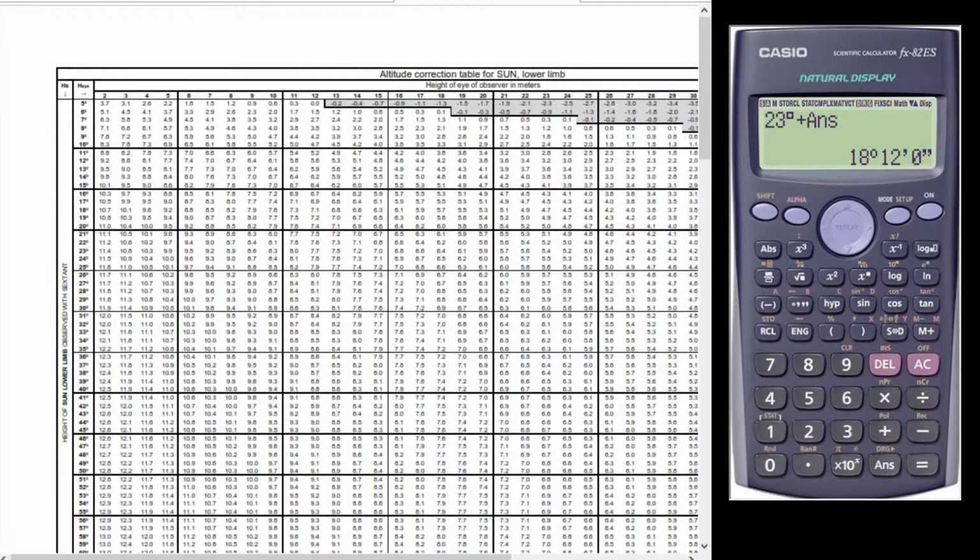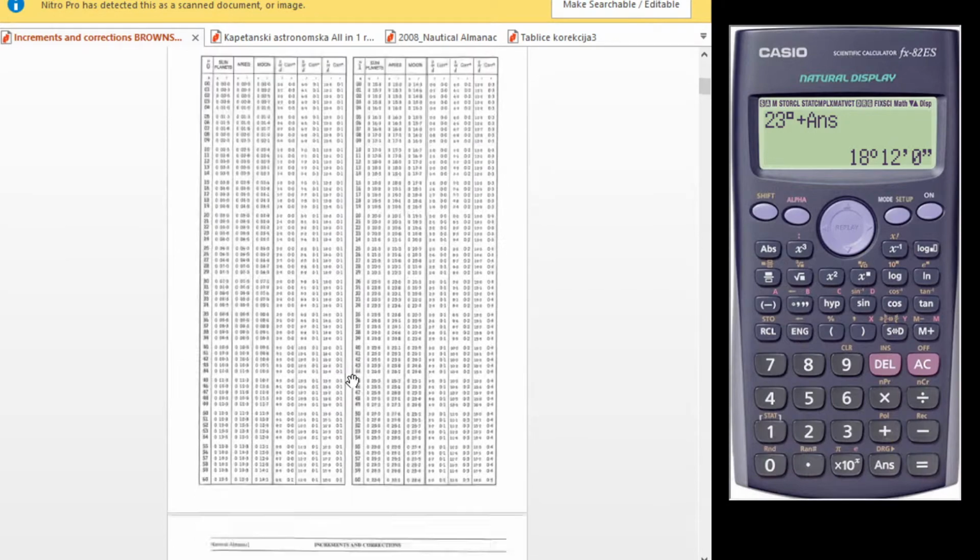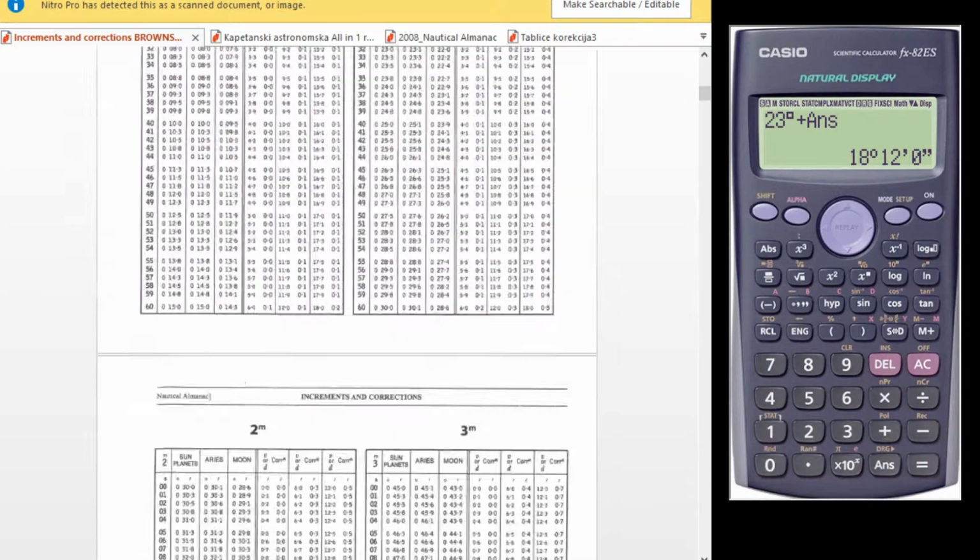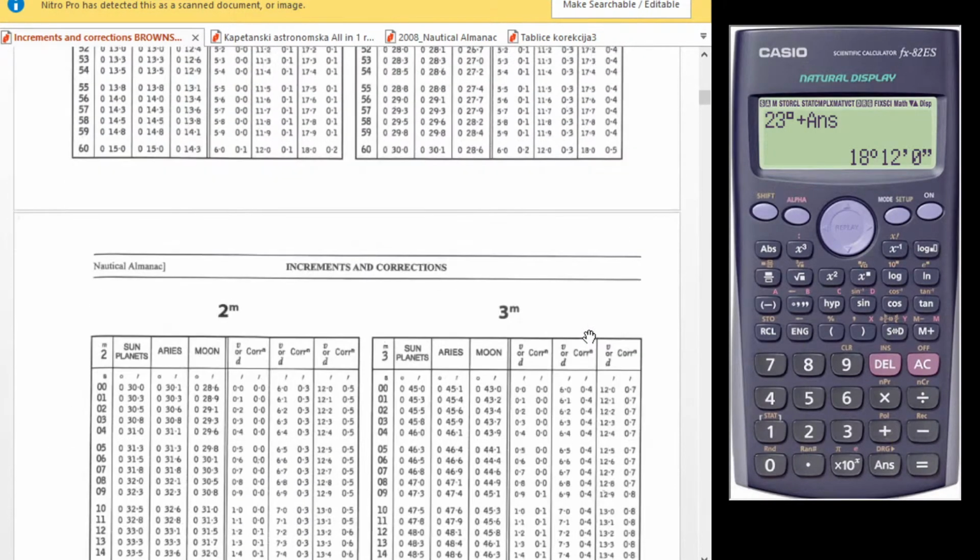Let me show you the file I'm looking for. Nitro, yes, okay. So I'm going to pull up increments and corrections. Give me a moment. Celestial navigation, Almanac, increments and corrections. Increments and corrections. Okay, so this is, let's zoom in. Increments and corrections from Nautical Almanac.